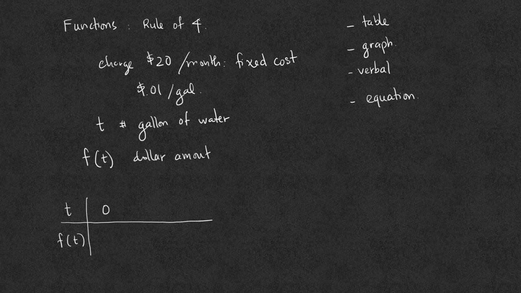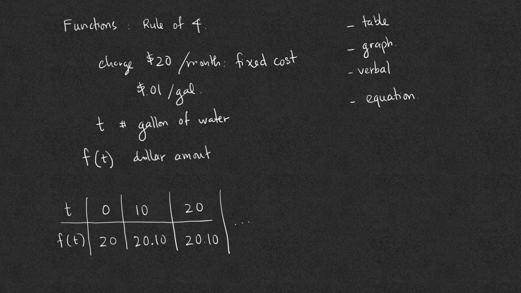If we use 0 gallons of water, we would still need to pay $20 because that was a fixed cost. If we use 10 gallons of water, remember that each gallon costs us 1 cent, so 10 gallons would cost us 10 cents. And so the cost would be 20 fixed cost plus 10 more cents. And so in that month, if we were to use only 10 gallons of water, we would have to pay $20.10. If we used 20 gallons of water, then we would have to pay another 10 cents, and so on.